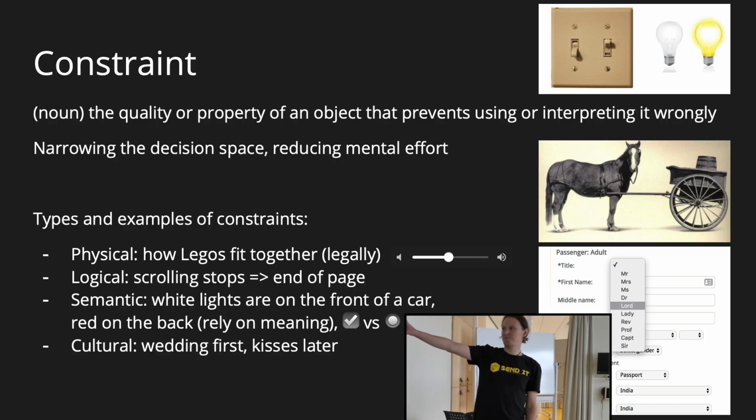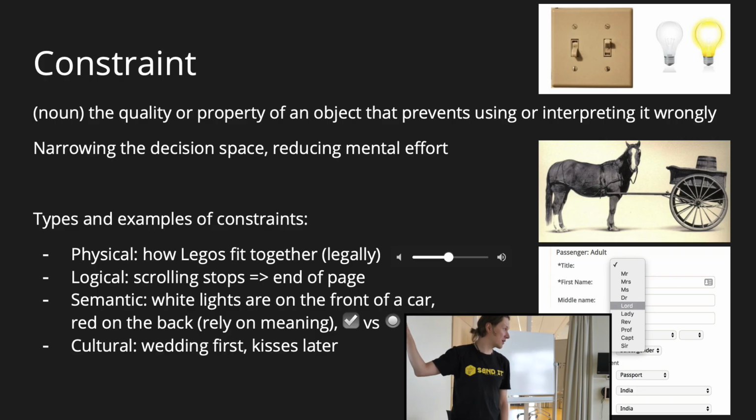Sometimes if you break a constraint, we know deeply how this object is supposed to work. And this illustration shows us that the constraint is broken, so it creates a comic effect. But constraints can be of different kinds. There is physical, so how you fit Legos together. This would be a physical constraint.